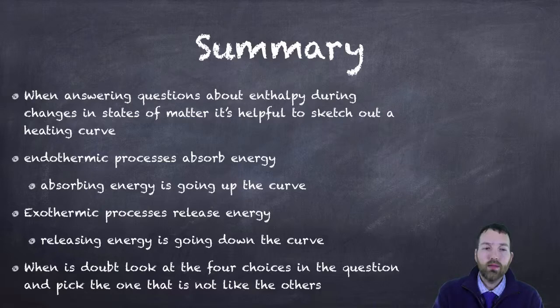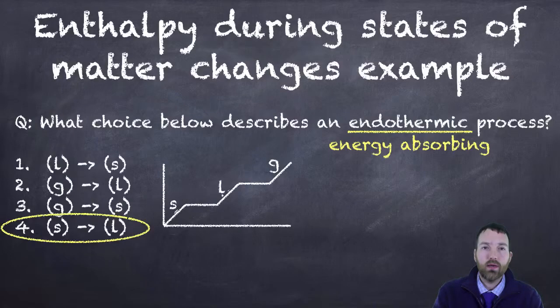So let's go back and look just for a second here at our curve, at our question. Liquid to solid is downhill. Gas to liquid is downhill. Gas to solid is downhill. Solid to liquid is uphill. Many times in chemistry, if you come to a question and you have one choice that's not like the others, chances are that's probably the answer.